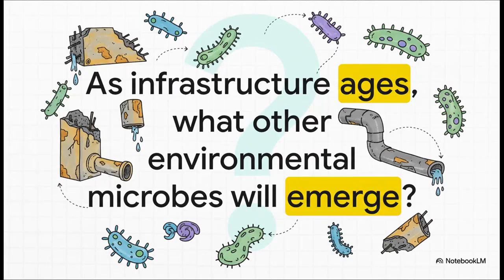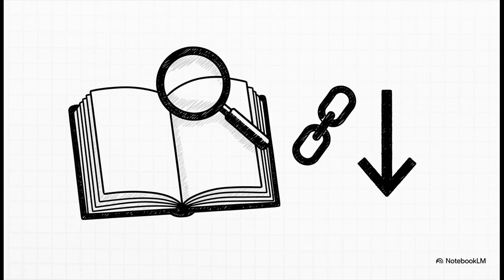This all leaves us with a pretty big question to chew on. Aeromonas caviae is a perfect example of an environmental bug that found a happy home in our healthcare facilities. As that infrastructure gets older and older, what other microbes are just waiting in the wings to become the next major nosocomial threat?